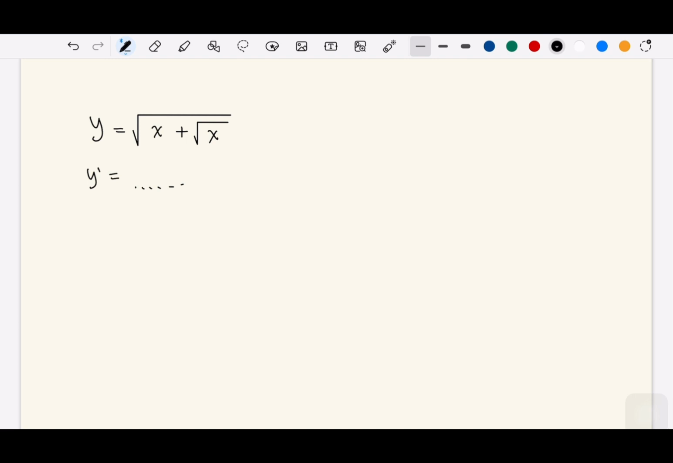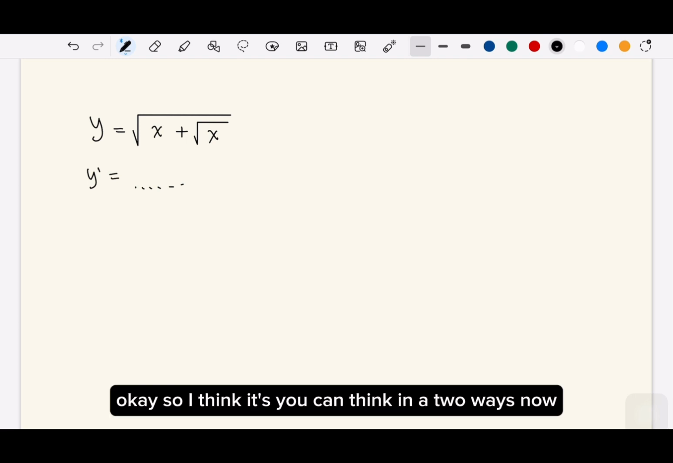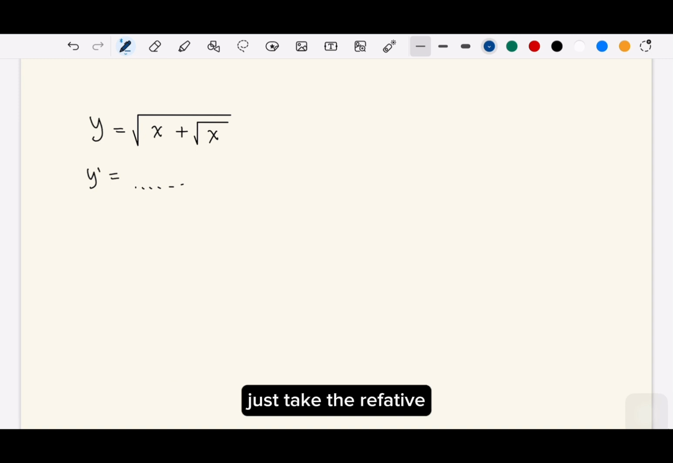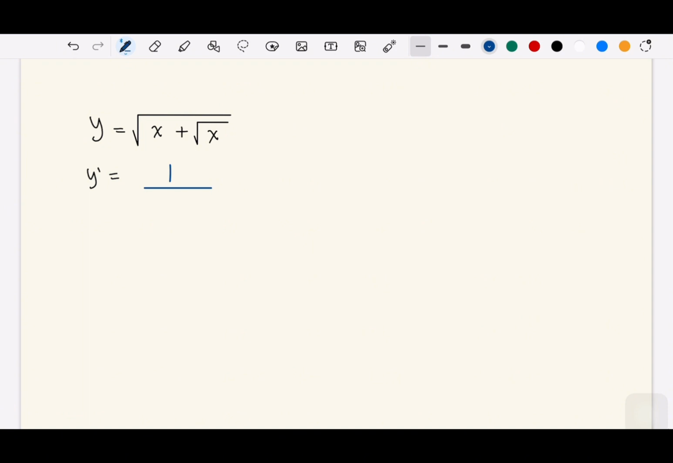Okay, so I think you can think in 2 ways now, or maybe several ways if you would like. So first one is just original chain rule, just take derivative. Like for example, we take this as 1 over 2.